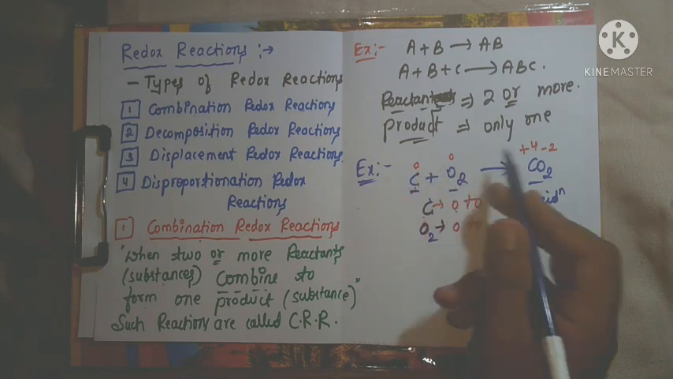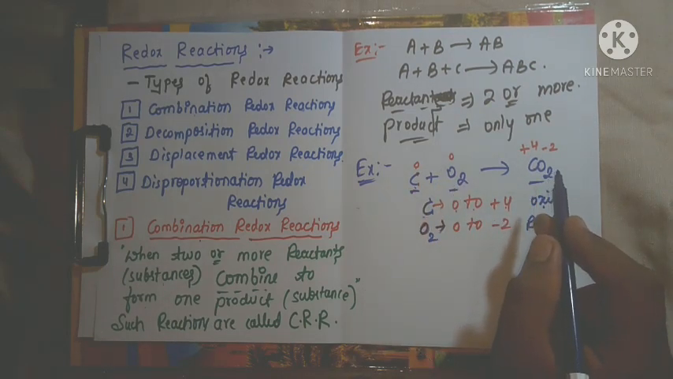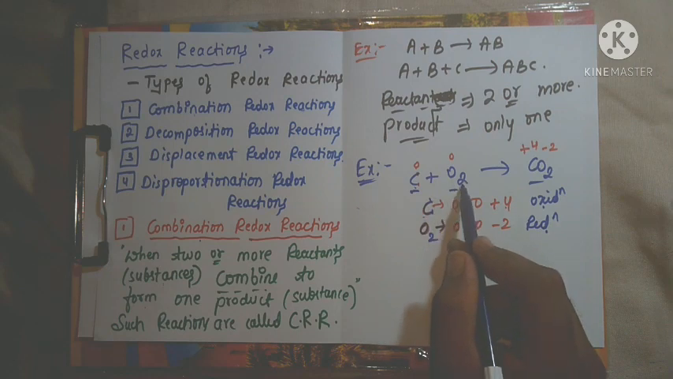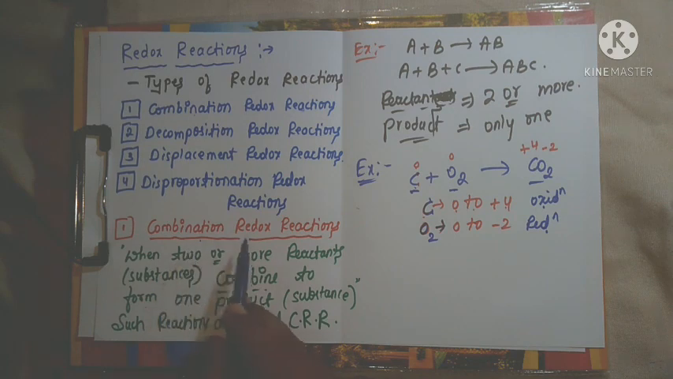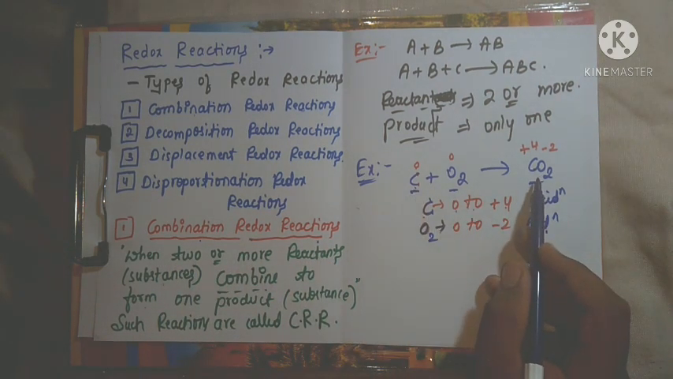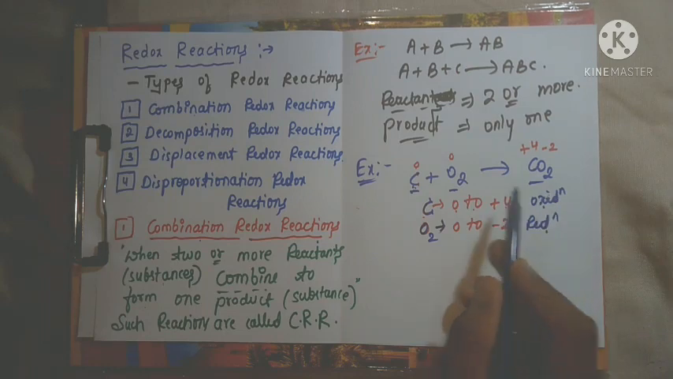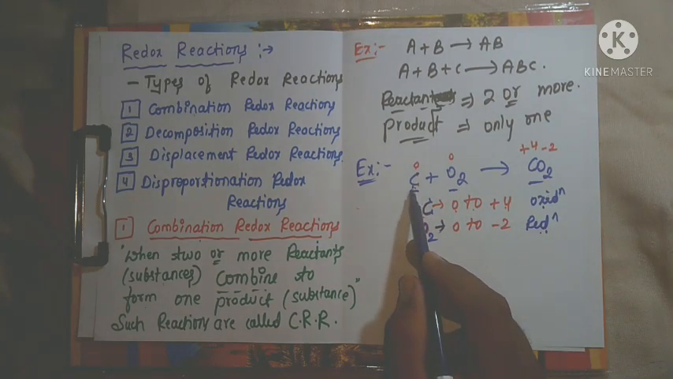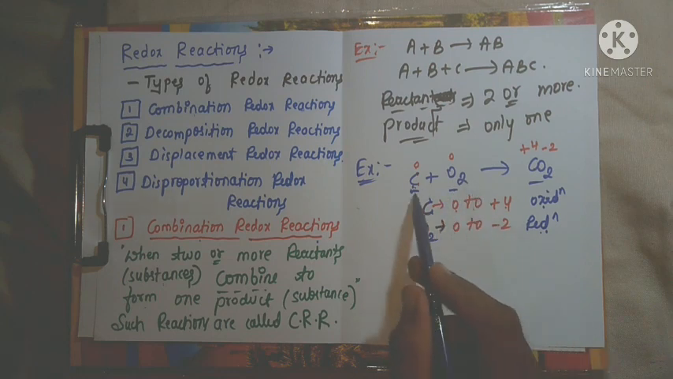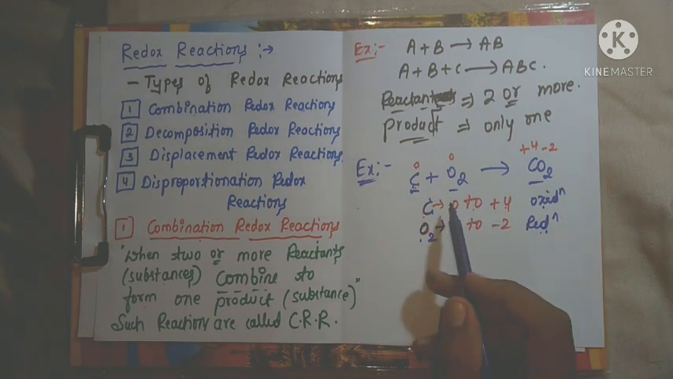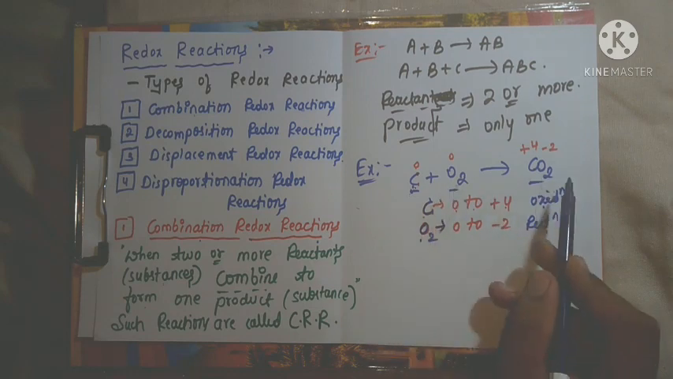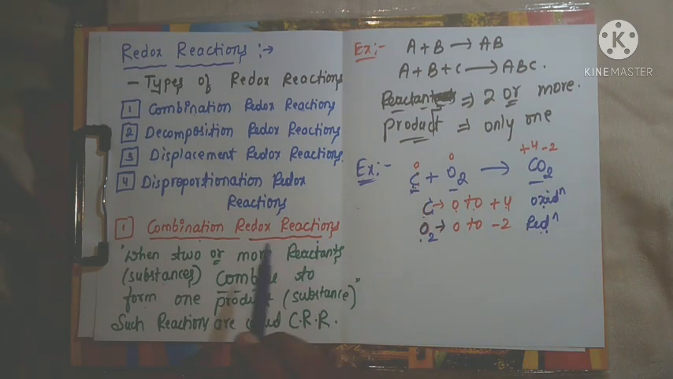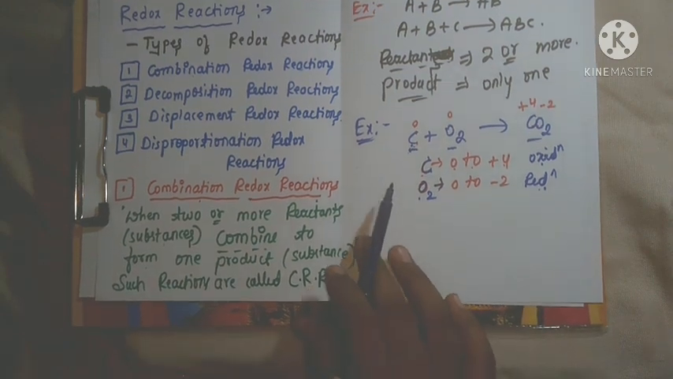One element is undergoing oxidation, another element is undergoing reduction, and here more than one reactant is there and only one product is there. Therefore such types of reactions are called combination redox reactions. This is a redox reaction because carbon undergoes oxidation and oxygen undergoes reduction. Which type of redox reaction is it? Again, a combination redox reaction, because two reactants are combining to form only one product.